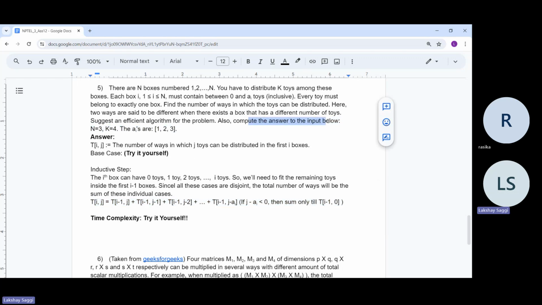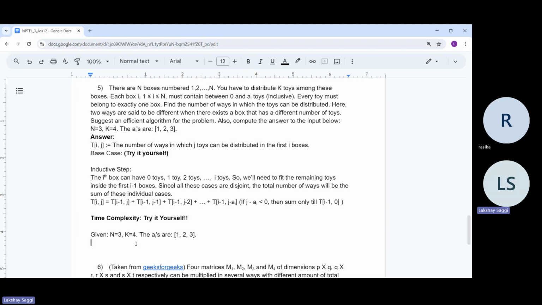So now, just to see this, let's compute the answer for the input given below. Suppose n is 3 and k is 4. The ai's are 1, 2, 3. This is also in your ungraded assignment. So basically this means that a1 is 1, a2 is 2, a3 is 3. So let's implement this algorithm. We are given that n is 3, k is 4, and the ai's are these.